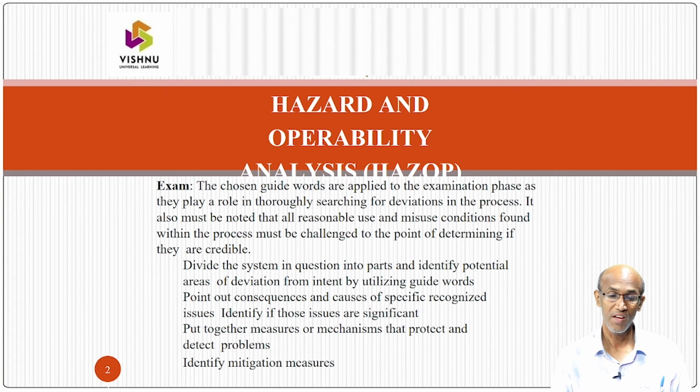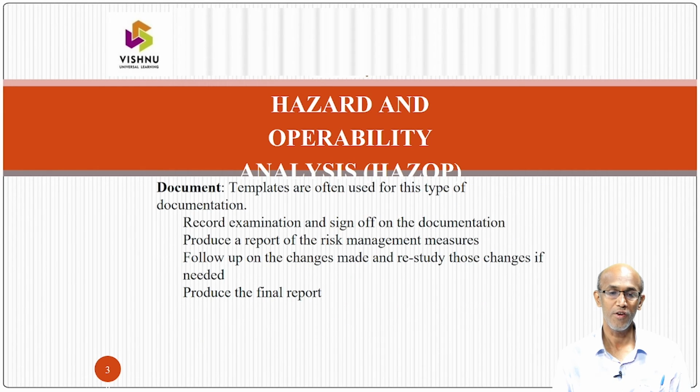Divide the system in question into parts and identify potential areas of deviation from intent by utilizing guide words. Point out consequences and causes of specific recognized issues. Identify if these issues are significant. Put together measures or mechanisms that protect and detect the problems. Identify mitigation measures. Document. Templates are often used for this type of documentation.